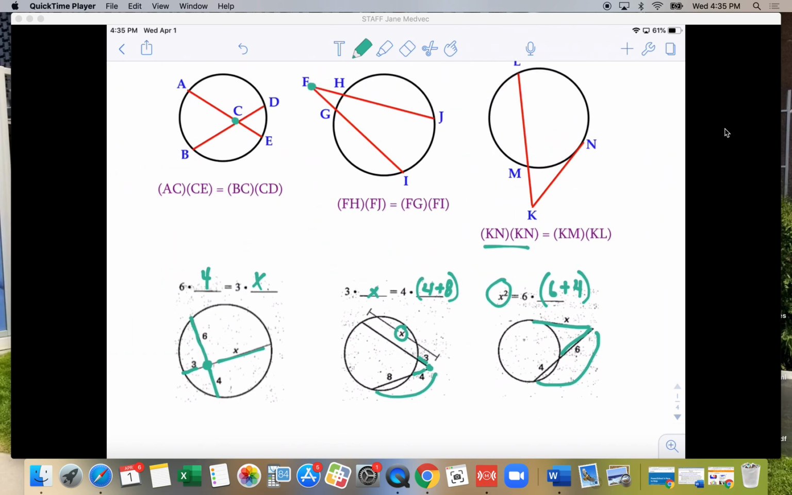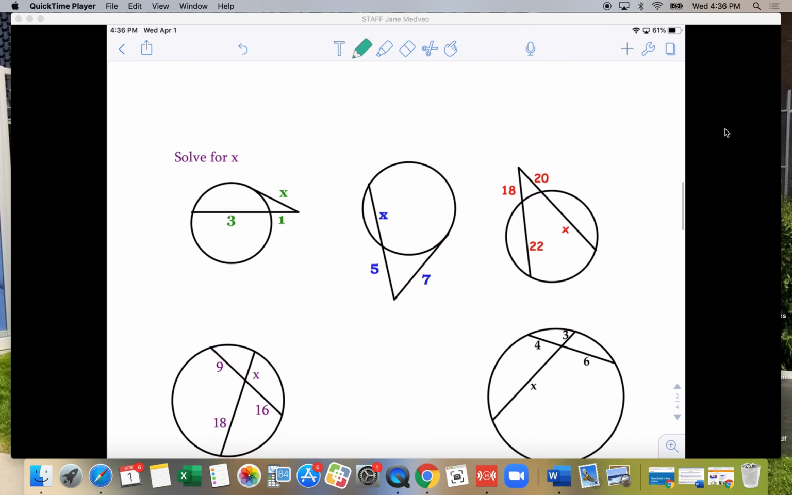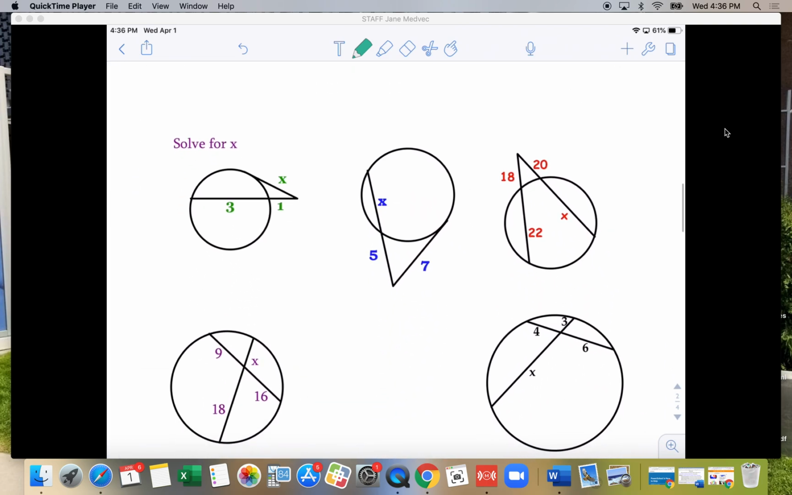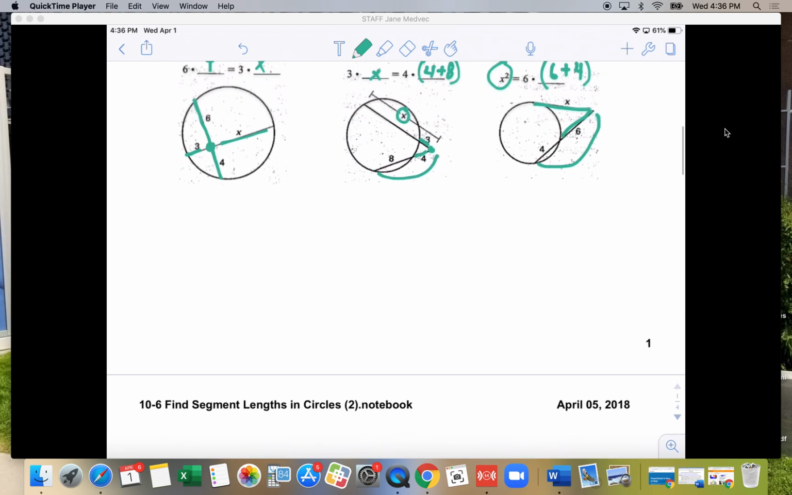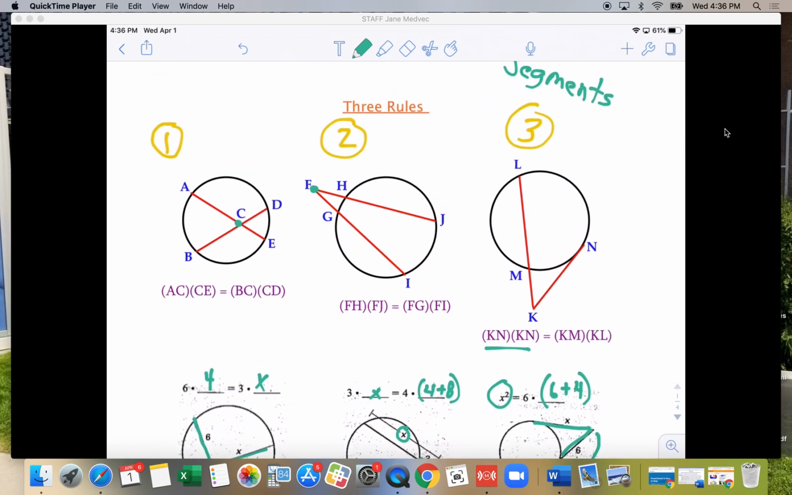All right, let's keep going. Let's look at this first one. You're going to notice that the intersection is outside the circle, and you're going to notice that one of the lines goes through the circle and cuts it in 2 pieces, but the other one does not. So if I go back up and I take a look, is that 1, 2, or 3? In this situation, it is number 3.